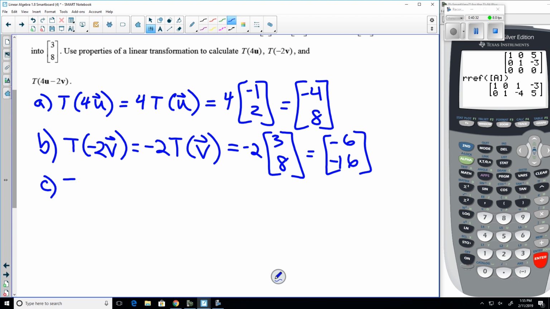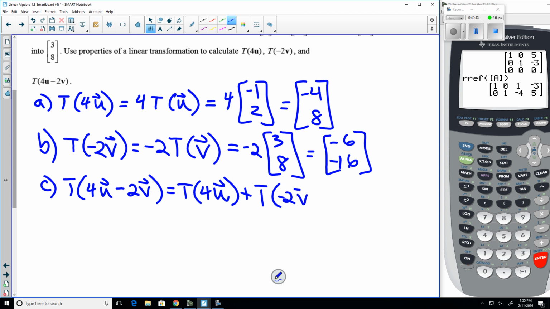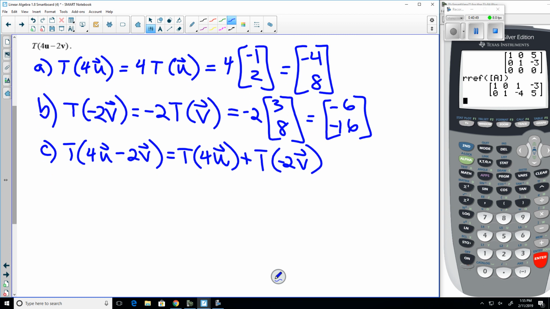So for C, T of 4u minus 2v, that's the same as T of 4u plus T of negative 2v, which we just calculated already. So you just need to add those together.